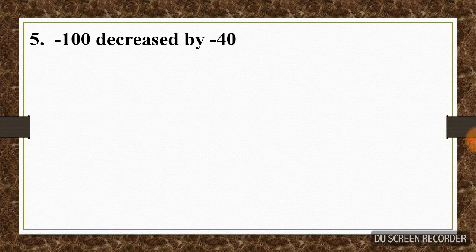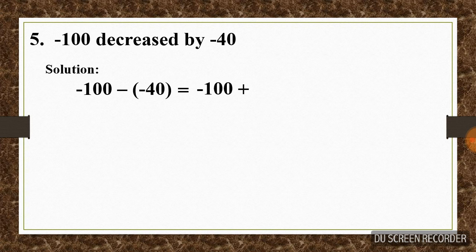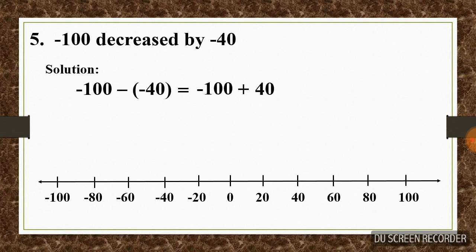Negative 100 decreased by negative 40. First, let's write this in mathematical equation. Negative 100 minus negative 40. Now by applying the general rule in subtracting integers, negative 100 minus negative 40 would become negative 100 plus 40. Now by using number line, let's solve this problem.